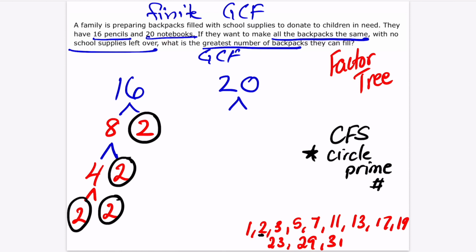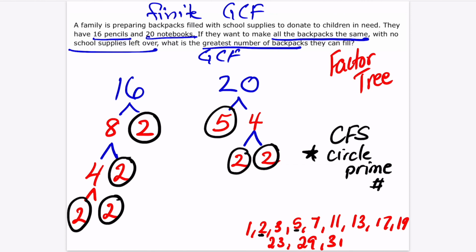So I'm going to do the same thing now with 20. I can do 5 times 4 makes 20. And looking at my list, I see 5 is prime, so I'm going to circle it. And we've done 4 before, so I'm going to do 2 times 2. And I know 2 is prime. So I can't break it down anymore. What's confusing sometimes is people look at this number, but I've broken it down, so don't worry about it. It's been broken down to prime factors.